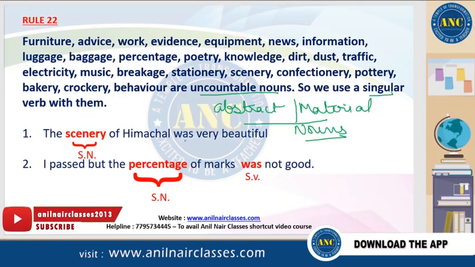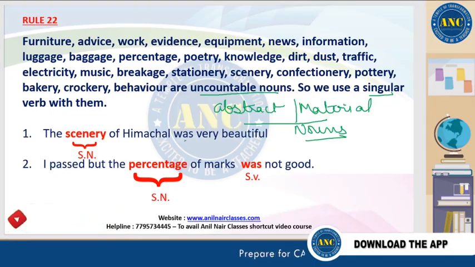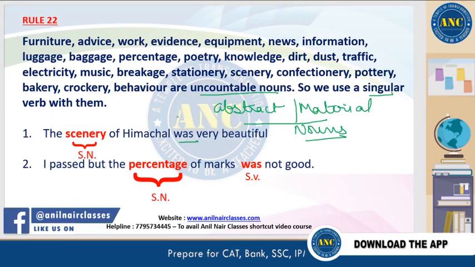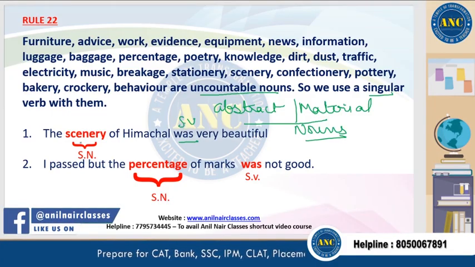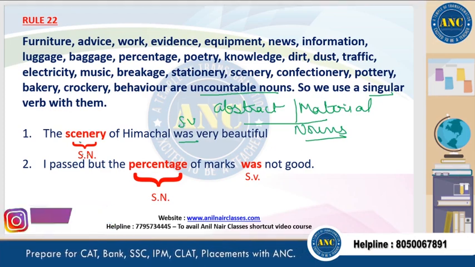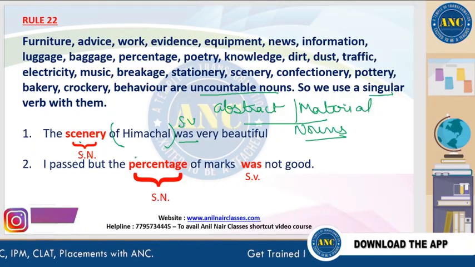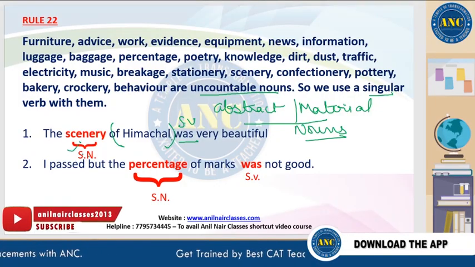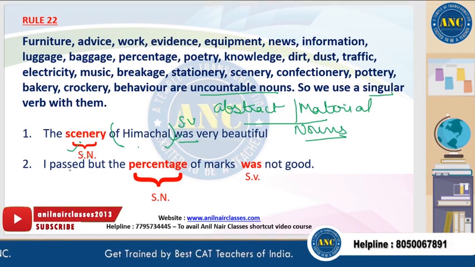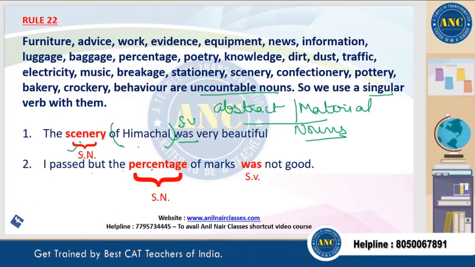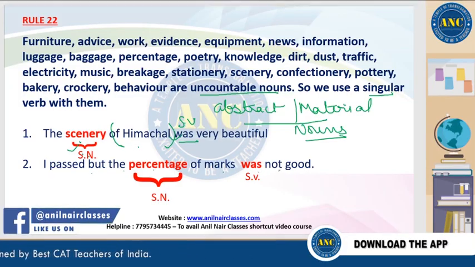See, the scenery of Himachal was very beautiful. So was is the singular verb. So what was beautiful? Scenery was beautiful, right? Scenery is a singular noun. Of Himachal is the prepositional phrase. So singular noun, singular verb. Subject-verb agreement is there. Fine. Great. Next one. I passed but the percentage of marks was not good.